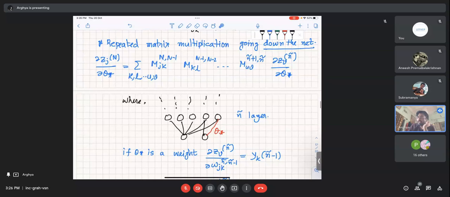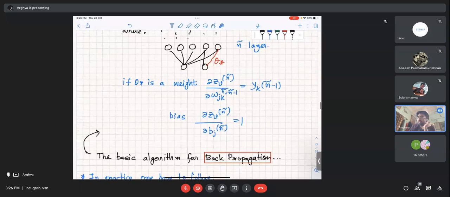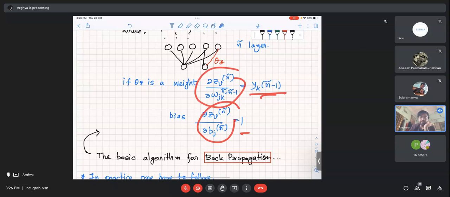So del zj over del theta star, you see that this is the result, and this is the multiplication of matrices starting from the up to this layer, to the n tilde layer. Okay, so with all this, what you have is that finally, if theta star is a weight at that n tilde layer, you will just put this derivative to be yk, or if it's a bias, it's just 1.